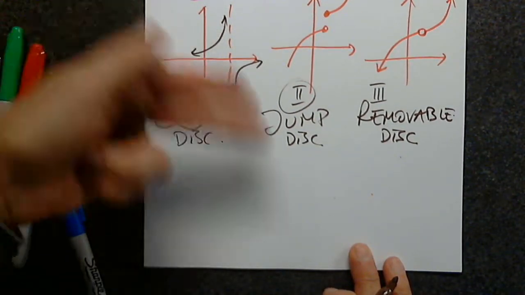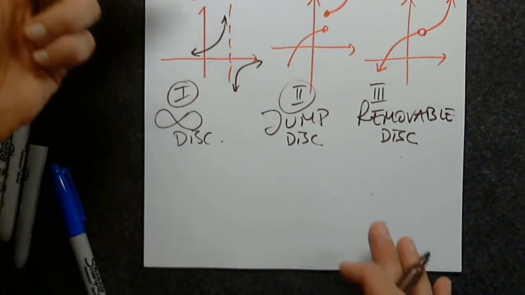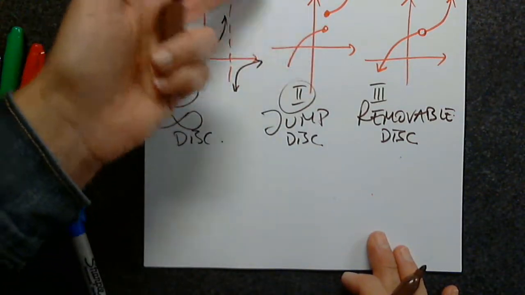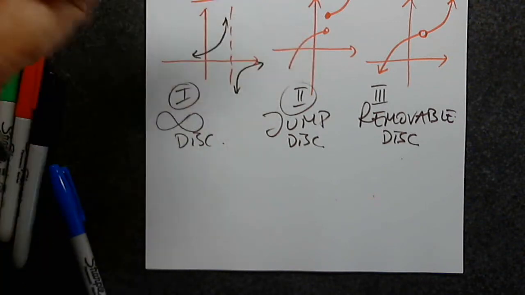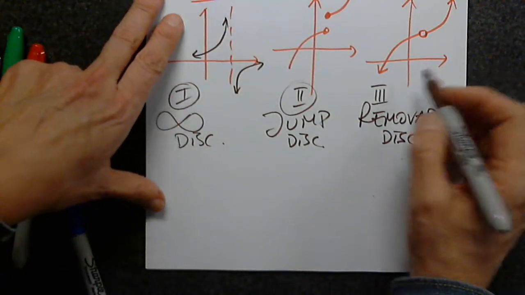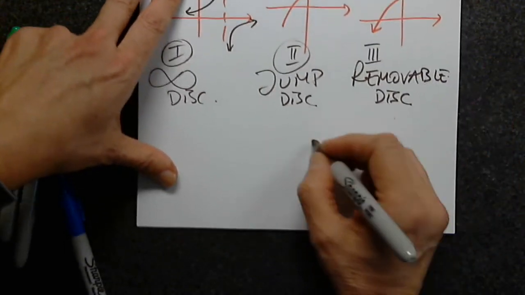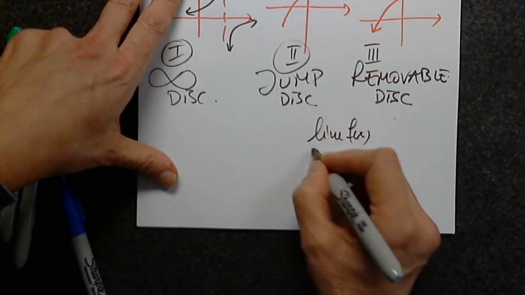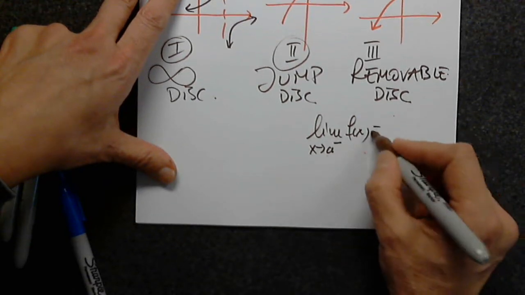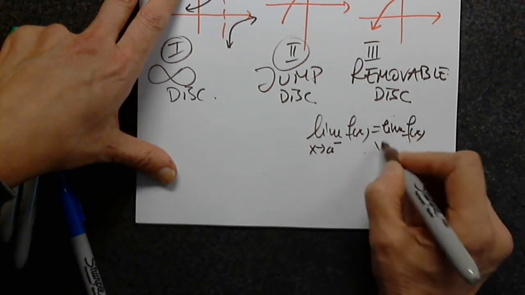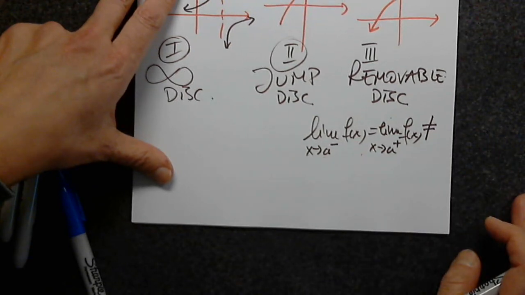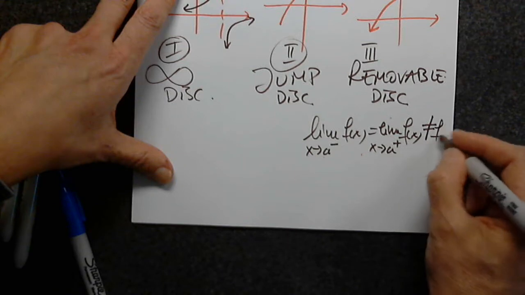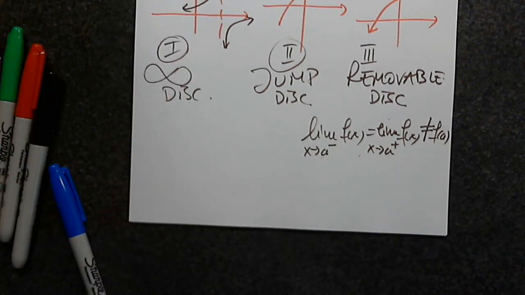Clearly here, the limit from the left and the limit from the right are not the same. The function value does not exist. Here, clearly, the limit from the left does not equal the limit from the right, so it's not continuous. But this is very special. Here, we have the limit of f of x as x approaches a from the left equal to the limit of f of x as x approaches a from the right. However, it does not equal f of a. Indeed. So the removable discontinuity.